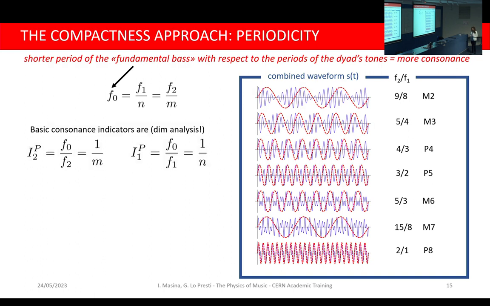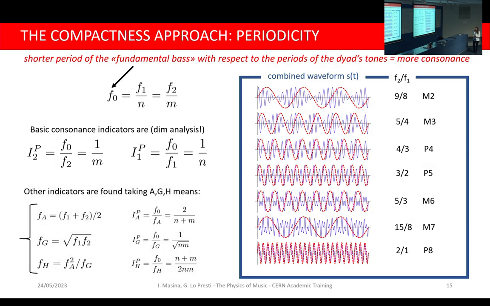Let's try to build some indicator. Dimensional analysis is always a great resource for physicists, because if you want to compare something which has a dimension, you have to find something else with the same dimension and build the ratio. So it's dimensionless, and it gives you some characteristics of your system, whatever it is. Here we have to compare the frequencies F1 and F2 with the frequency of the fundamental bass. The higher is the frequency of the fundamental bass with respect to the composing frequencies F1 and F2, the more you have consonance. So you can define two basic consonance indicators: the indicator of periodicity number 2, because we take F2, and the indicator of periodicity number 1, because we take F1. They are just equal to 1 over M and 1 over N.